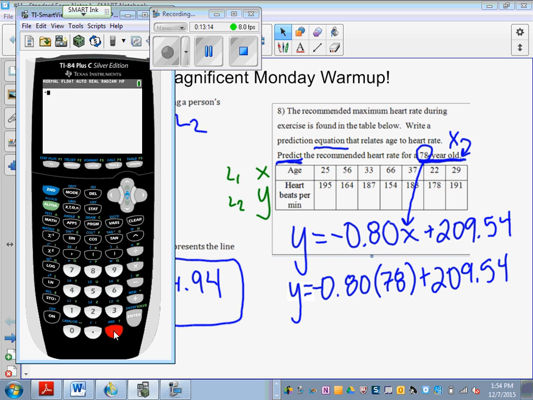Alright, so negative 0.80 times 78 plus 209.54. That's 147.14.